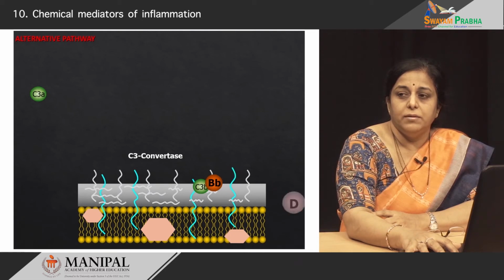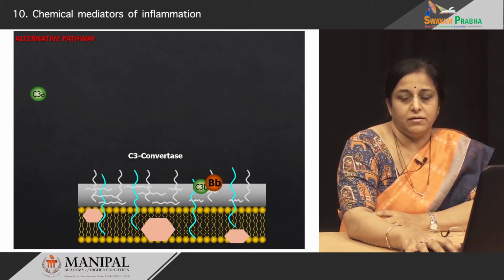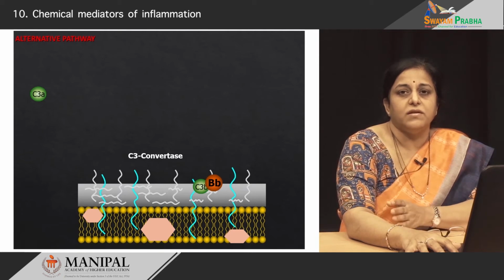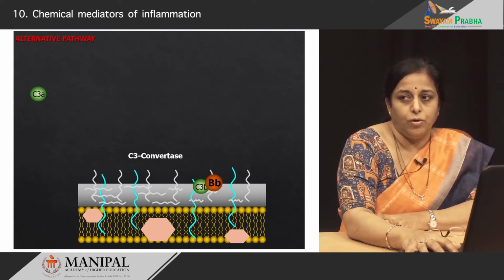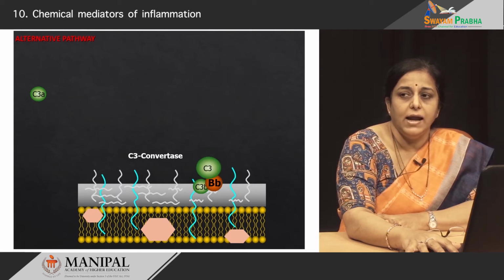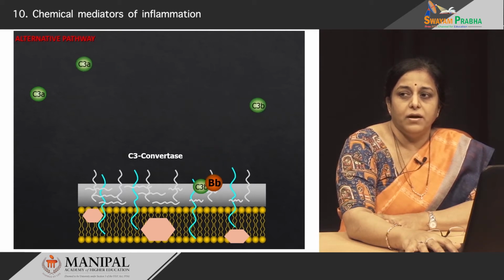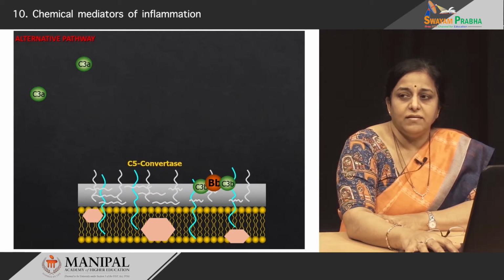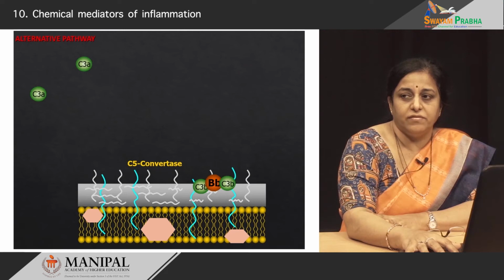Watch this. The BB along with C3B is the C3 convertase here. Now, the further steps are similar to what we saw in the classical complement pathway. So, this cleaves the C3 into C3A and C3B. The C3B further attaches to this complex, and this is now the C5 convertase.